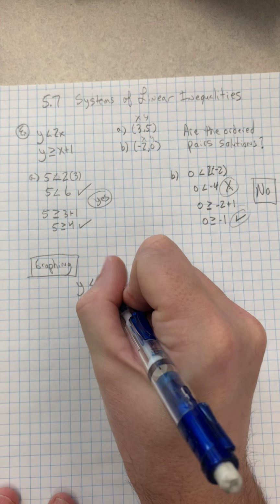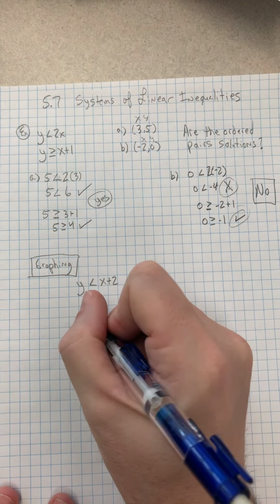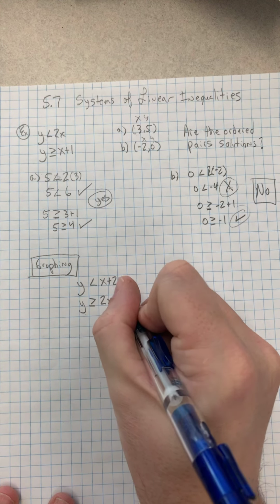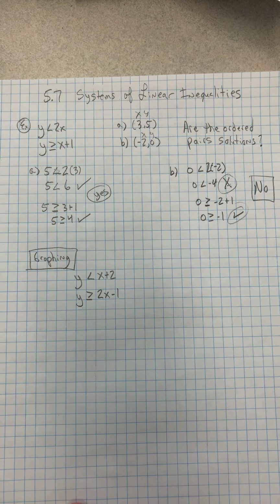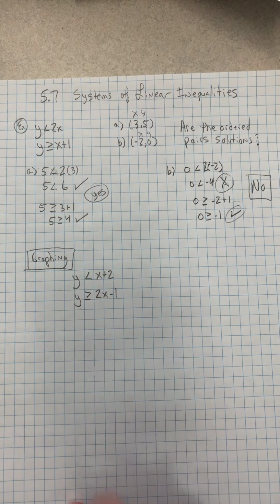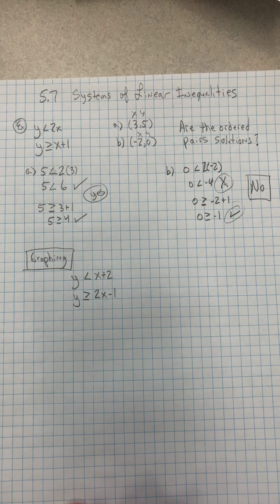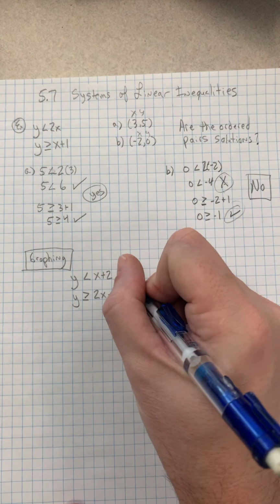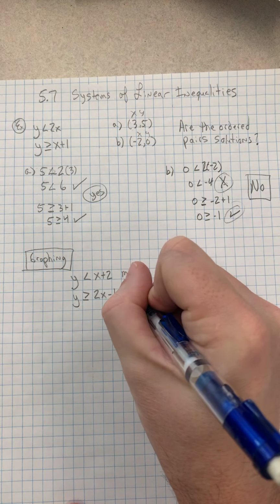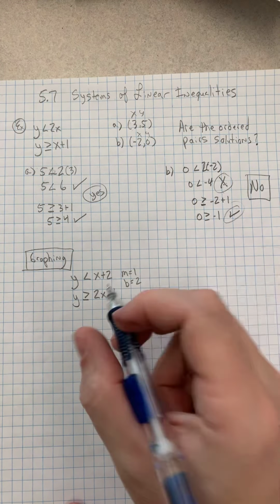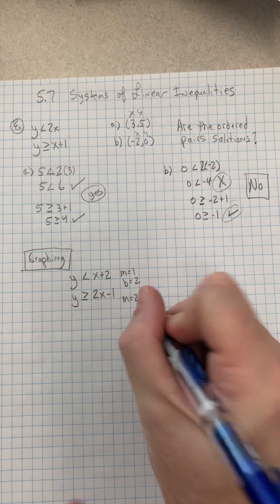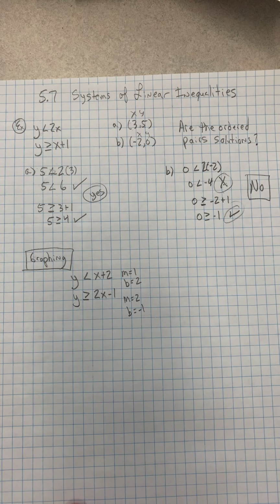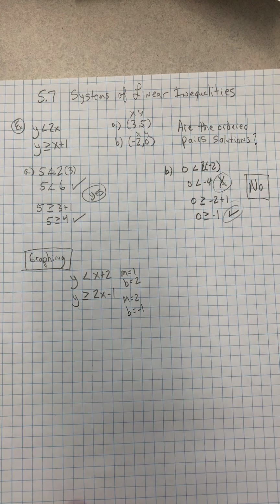Y is less than x plus 2, and I'll say y is greater than or equal to 2x minus 1. First thing you want to do is get your boundary lines. Do these look like y equals mx plus b? They certainly do. That's super nice. On my first one here, I have a slope of 1, a y-intercept or a b of 2. On my second one, I have a slope of 2 and a b or a y-intercept of -1. This is what I need to graph.